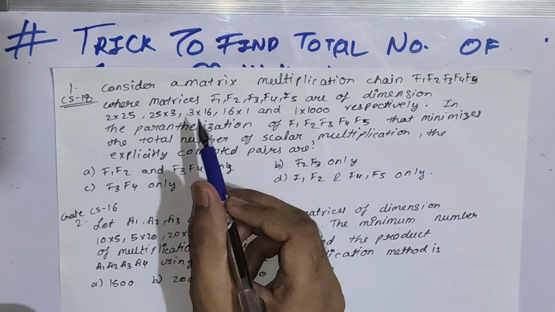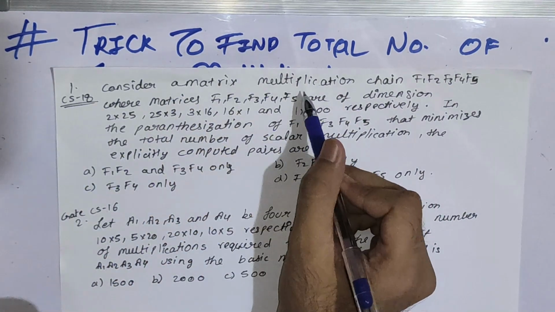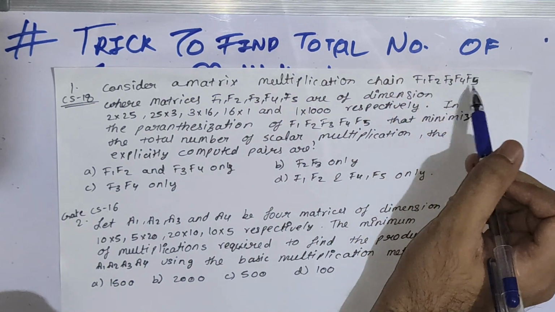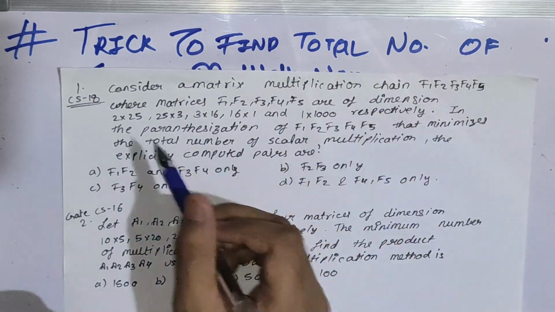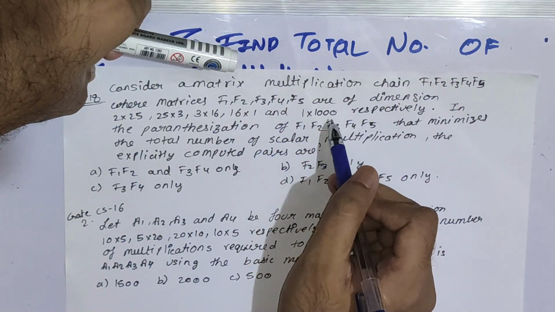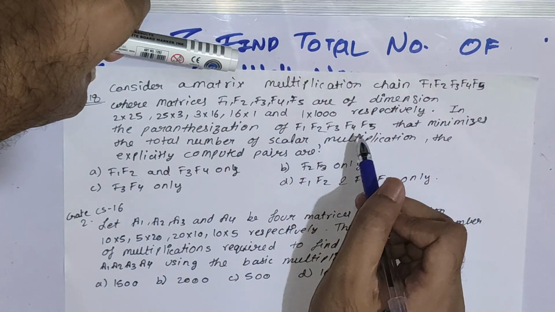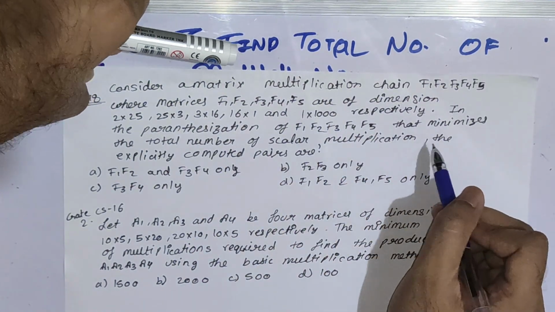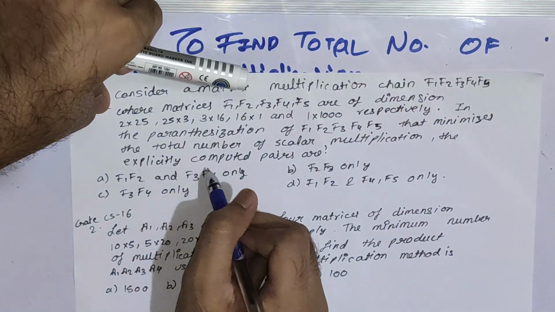In the GATE exam you will be given a question like this, asked in GATE CS 18. Consider a matrix multiplication chain. I already told you, you will get a series F1, F2, F3, F4, F5, where matrices F1, F2, F3, F4, F5 are of dimension 2 cross 25, 25 cross 3, 3 cross 16, 16 cross 1, and 1 cross 1000 respectively. In the parenthesization of F1, F2, F3, F4, F5 that minimizes the total number of scalar multiplications, the explicitly computed pairs are. So the question is about these explicitly computed pairs.